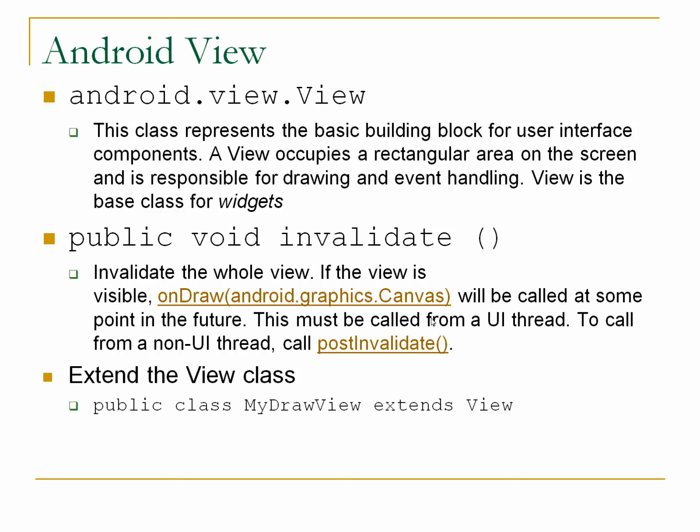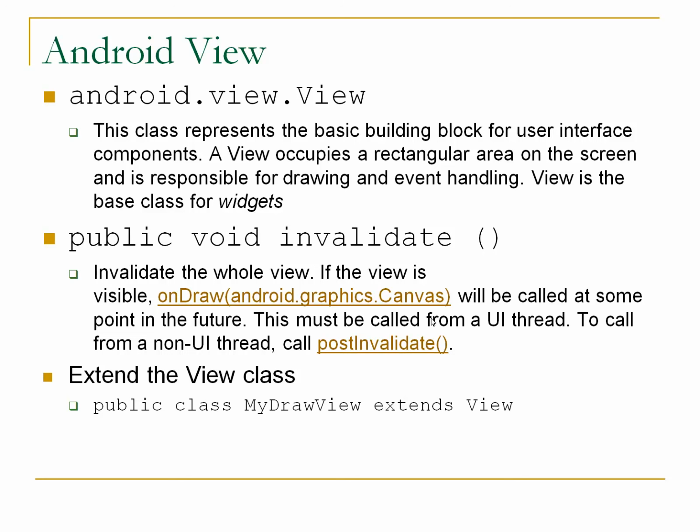So what have we got here? The class represents the basic building block for all UI elements, and you'll see this is really the root, the top of the hierarchy for all of the UI elements that we use in developing our Android user interfaces. It goes on to say a view is a rectangular area on the screen. And what are the responsibilities of the view class? Drawing, and we're going to use that onDraw method, and event handling.